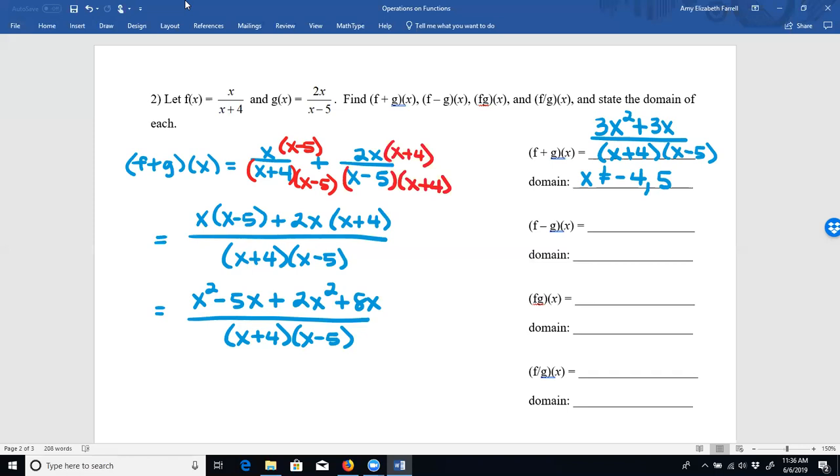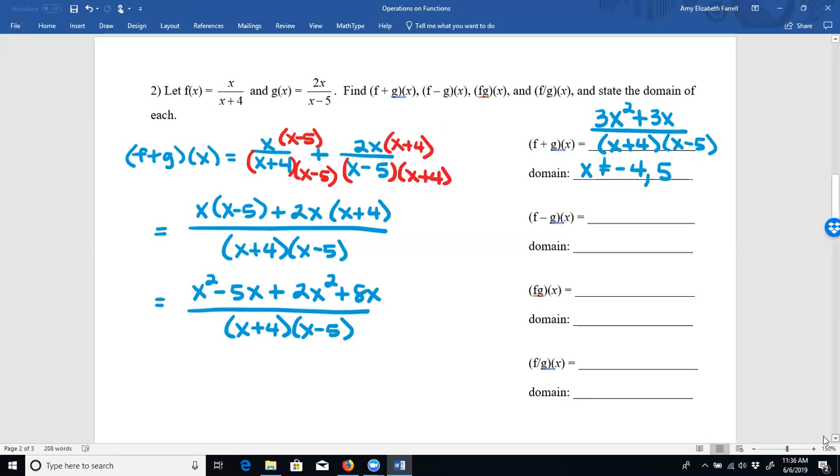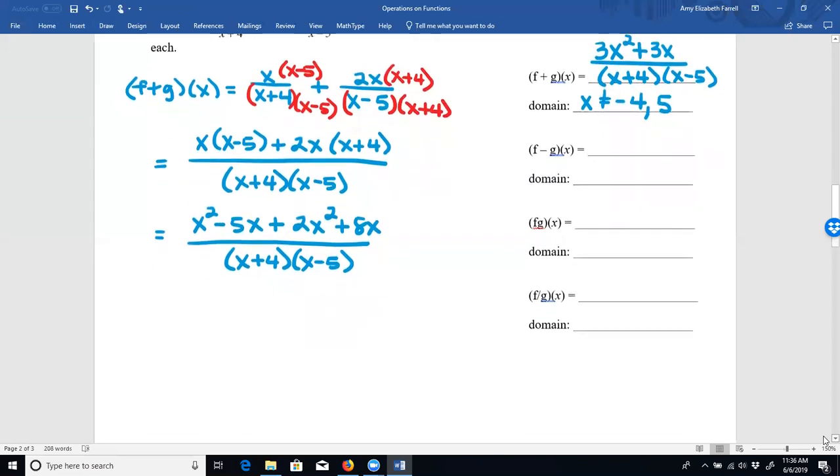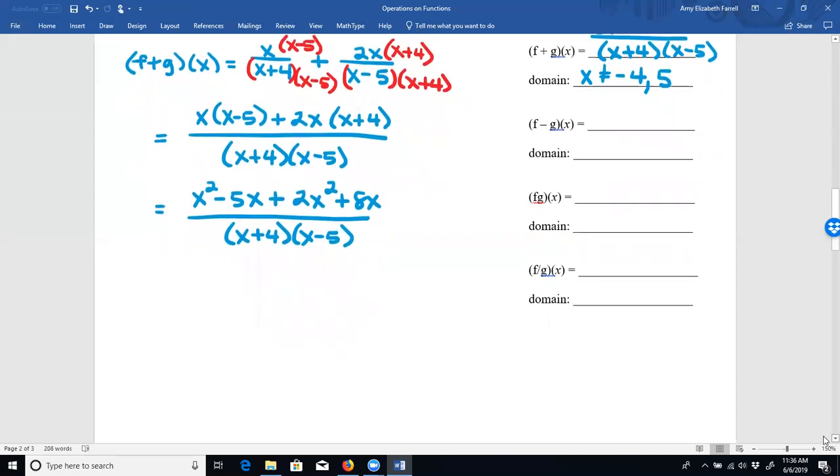So again, I'm just setting these factors to 0, and that's what I don't want x to be, so I don't divide by 0. The domain of f minus g and f times g is going to be the same. We saw that, same rules. But when we get to f divided by g, we are going to have a different domain. So let me go ahead, because the rules are the same for the first 3 domains.